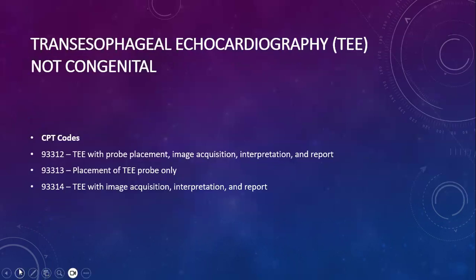So now we're going to talk about TEEs or transesophageal echocardiography. These are your non-congenital codes. So we have three codes for this section. You have 93312, which is a TEE with probe placement, image acquisition, interpretation, and report. This is your complete global code. This means your provider performed all three required elements.